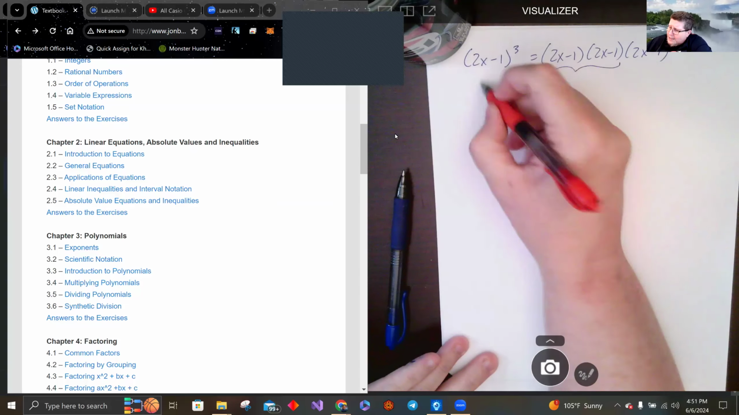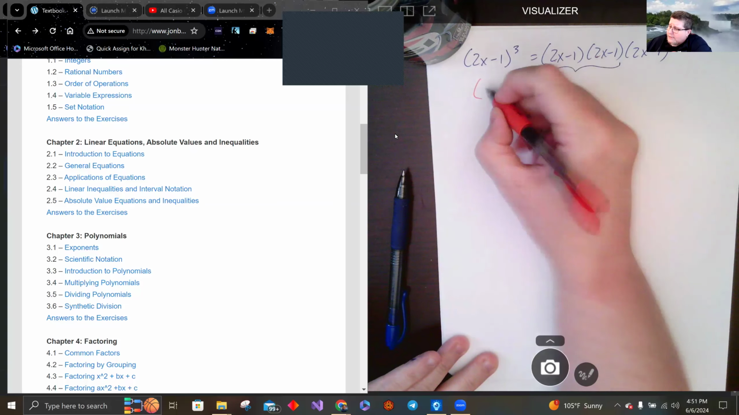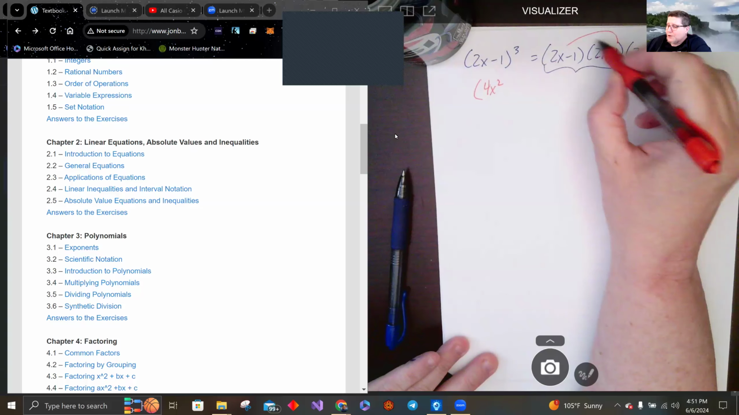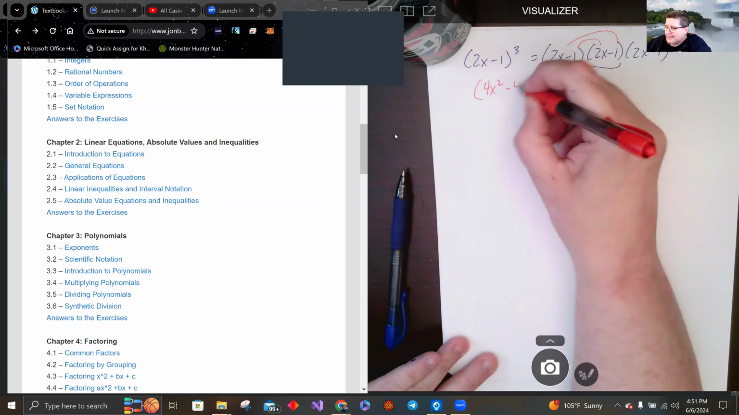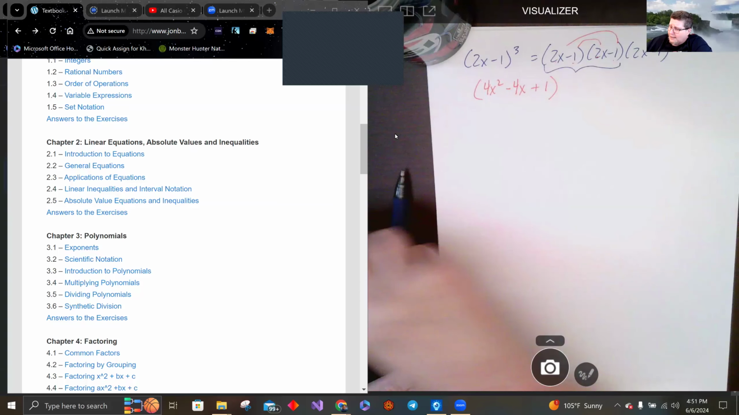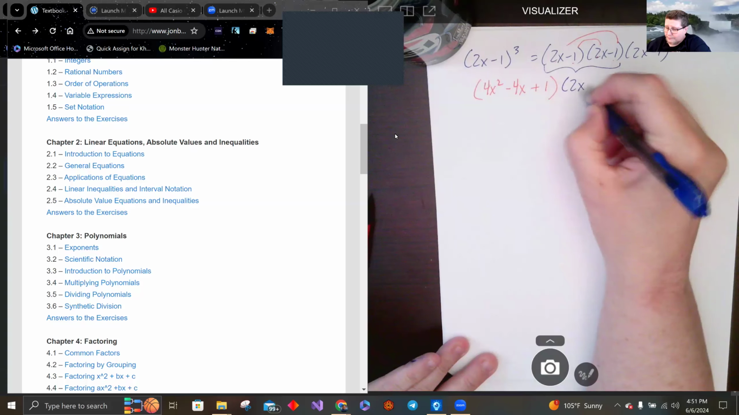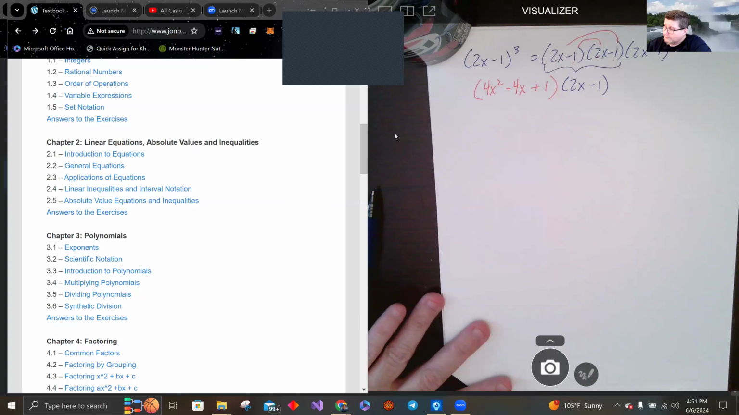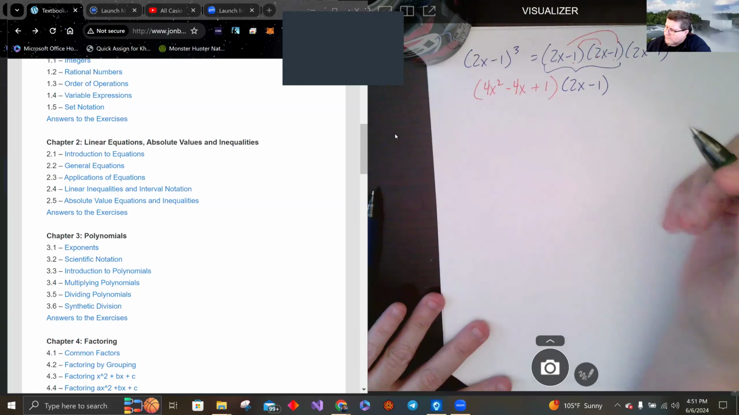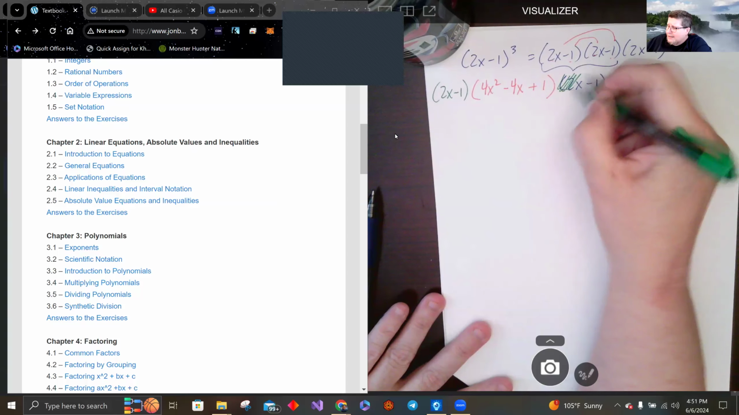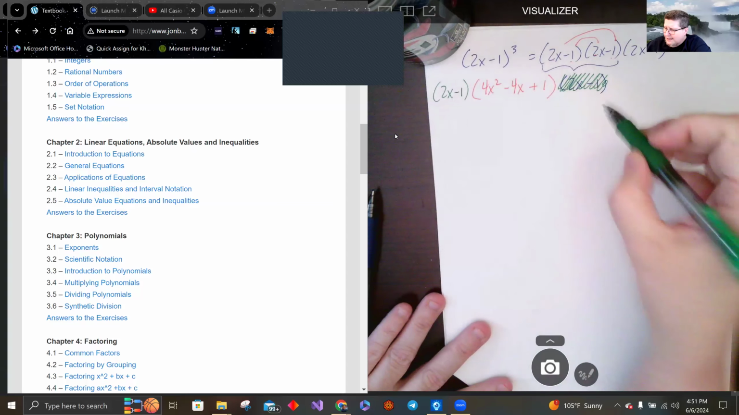So if I do 2x times 2x, I get 4x squared. And then I have a negative 2x from those two, and a negative 2x from those two is minus 4x. And then negative 1 times negative 1 is positive 1. And I still have the 2x minus 1 here. And I'm going to put it in front because I'll make it so when I just do the everything times everything, it takes less lines.